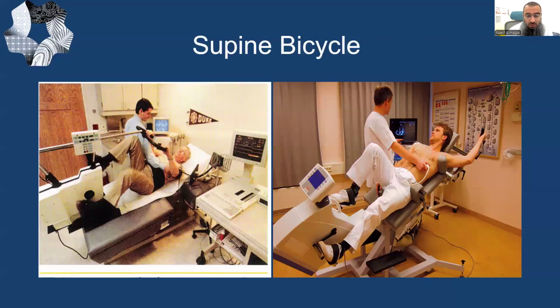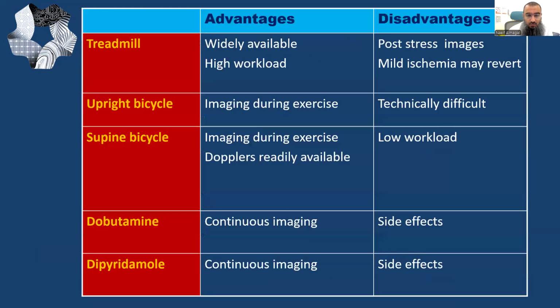This is one of the modalities, the supine bicycle. We can compare the advantages and disadvantages of each stress modality. The treadmill is widely available with high workload. The disadvantage is post-stress imaging, so mild ischemia may be missed. Upright cycle imaging during exercise is technically a little difficult. With the supine bicycle, the workload is low and it might take a long time.